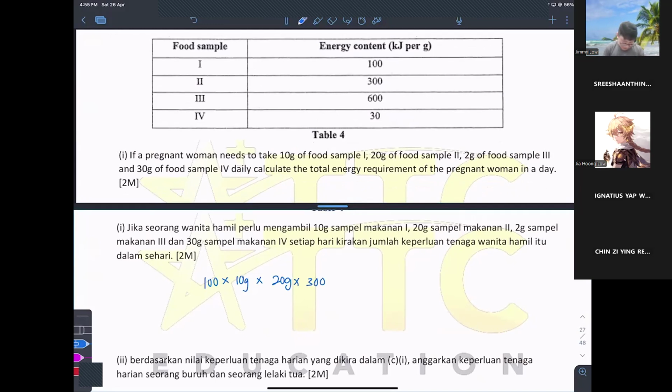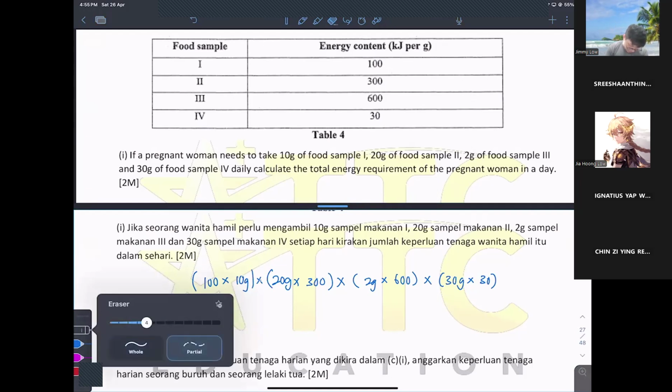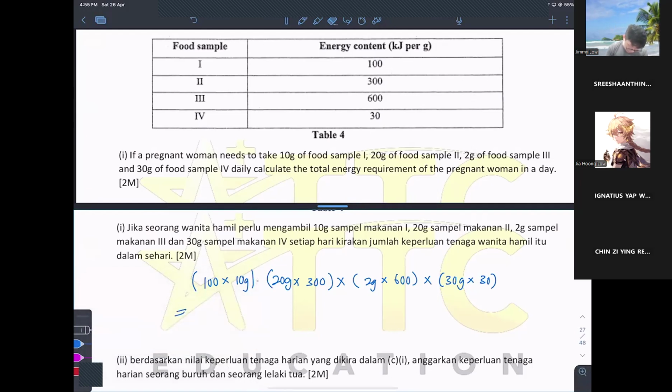If you want to make sure you're correct, just bracket it. You bracket it, then you won't get confused. Okay, so 2 gram of sample 3, then 30 gram of sample 4. Then you calculate all of them, you sum them together. Sorry, this one is not multiply, this one is sum. You sum up all of them together, you get your answer.